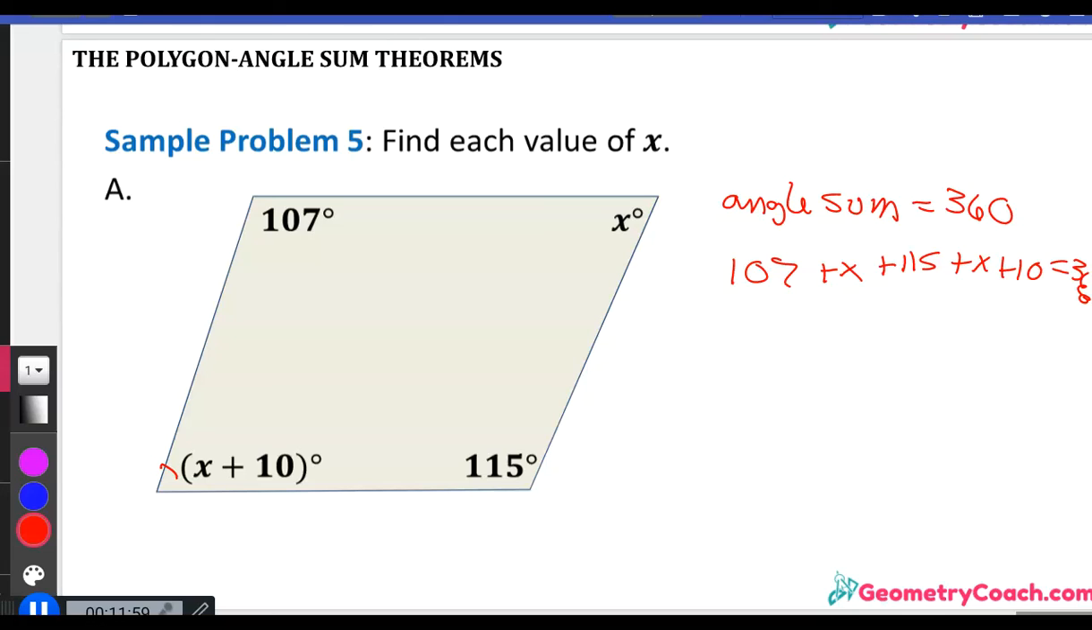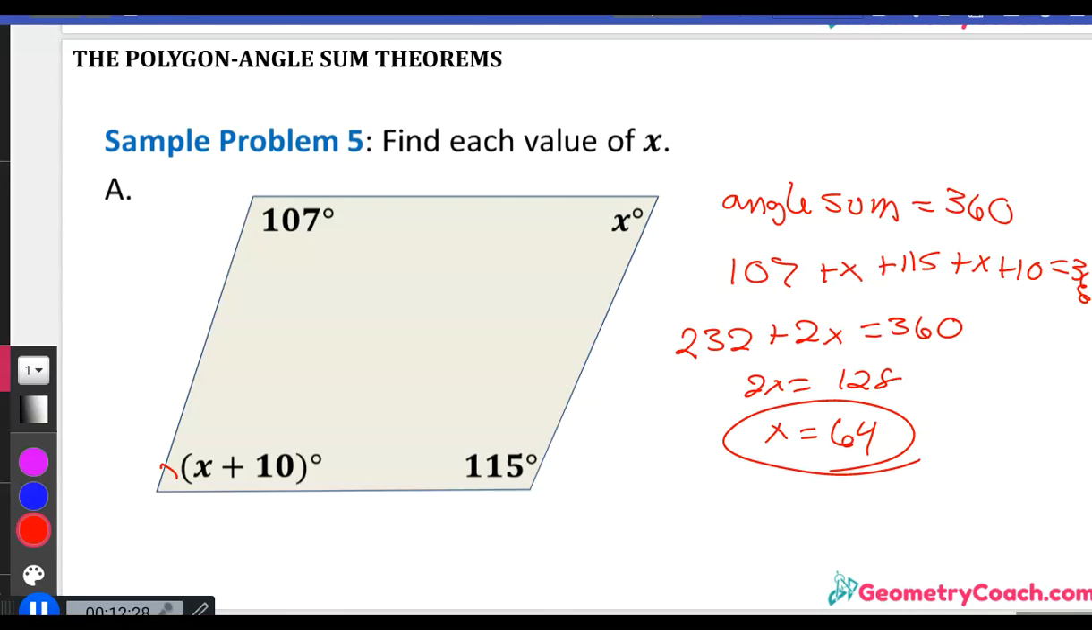It's 360. So we're going to combine like terms. We got 107 plus 115 plus 10. So we have 232 and 2 x's. So my x is going to be 64. Oh, find the value of each x. So that's all we need to do there. So remember, it's angle sum. I knew what the angle sum was. It was 360. I took the 4 angles and added them up.